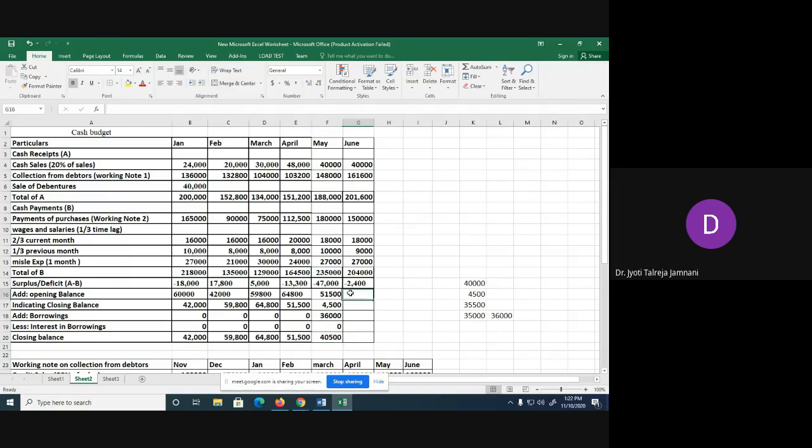Now this 40,500 closing balance will become opening balance for, sorry, for June. So now June also has deficit. So we need to minus the deficit from the opening balance. So from 40,500, I will minus 2,400 deficit. So how much do I have? 38,100. And what should be my minimum balance? 40,000. So that means I need to borrow. Agree? Yes, ma'am. See here, all of you, my minimum balance should be 40,000. Just show it to you.